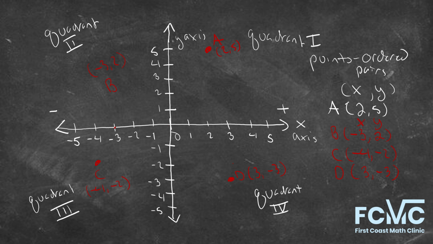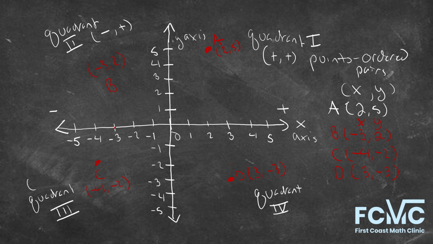So if we look at the signs of the points in these 4 quadrants, we can make some conclusions, right? So point A is in quadrant 1. We've got 2, 5. It's positive, positive. So all the points in quadrant 1 are going to be positive, positive. B, -3, 2 is in quadrant 2. So all the points in quadrant 2 are going to be negative, positive. Quadrant 3, we've got -4, -2.